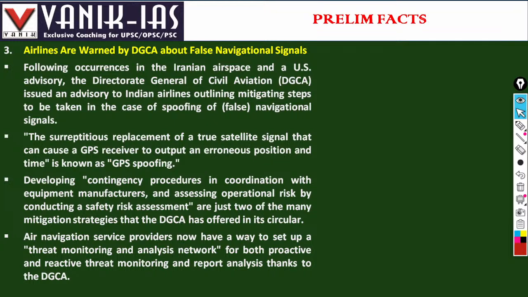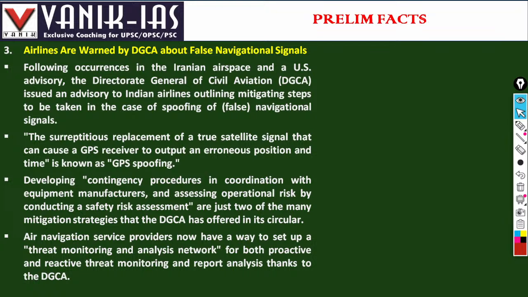The next is airlines are warned by DGCA about false navigational signals. Following occurrences in the Iranian airspace and the US advisory, the Director General of Civil Aviation issued an advisory to Indian airlines outlining mitigating steps to be taken in case of spoofing or false navigational signals. The superstitious replacement of a true satellite signal that can cause a GPS receiver to output an erroneous position and time is known as GPS spoofing.